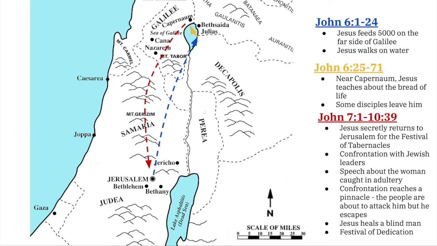This is where he walks on water. And then immediately after, he heads to Capernaum, where he picks up on some teaching about the bread and the 5,000. It actually makes some people angry, and some disciples leave him.